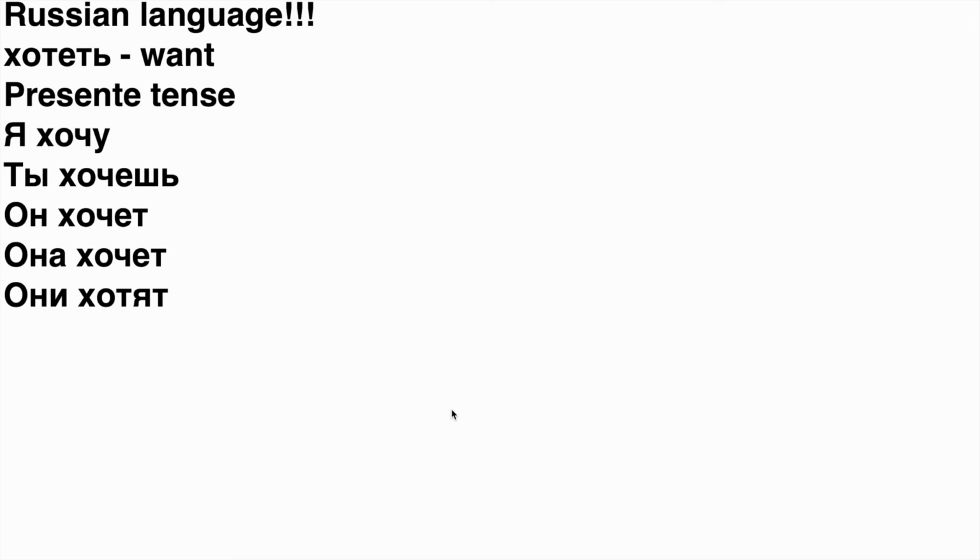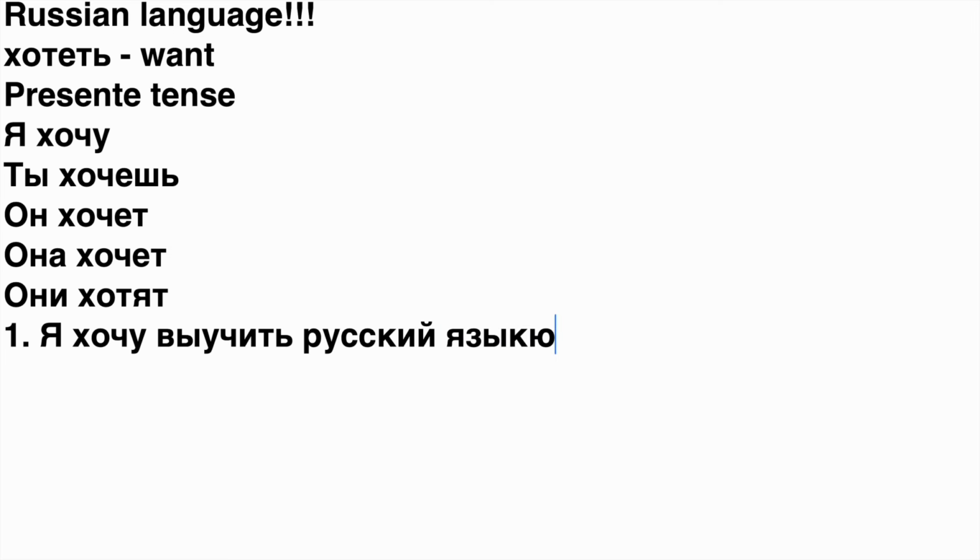And different examples. For example, how can we translate this English sentence: I want to learn Russian language. Я хочу выучить русский язык. Or I want to sleep. Я хочу спать. I want to play. Я хочу играть. And so on.